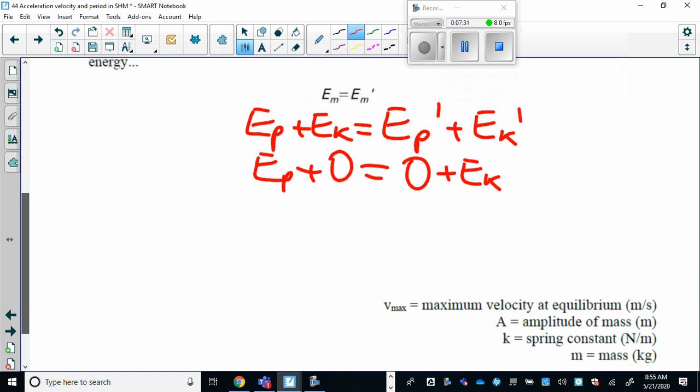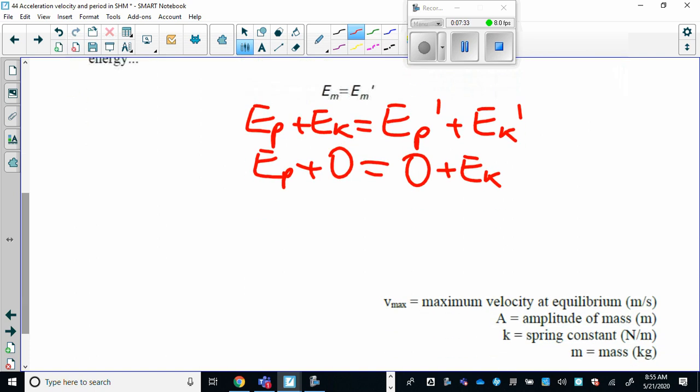So this is very similar. You've seen this process before. We're just doing it in a different context now. And then that should look vaguely familiar. So now 1/2 kx squared is going to equal 1/2 mv squared, and we're trying to solve for velocity. So you'll notice that the halves cancel out.